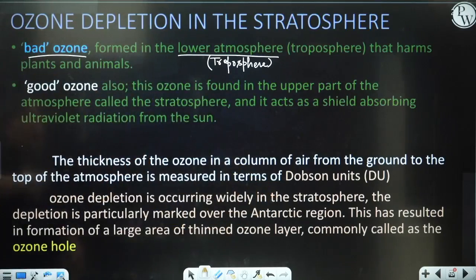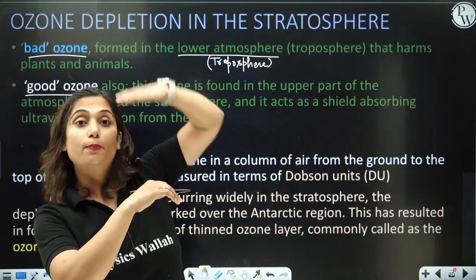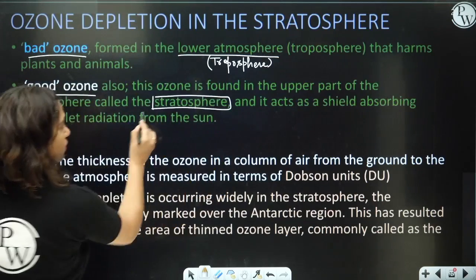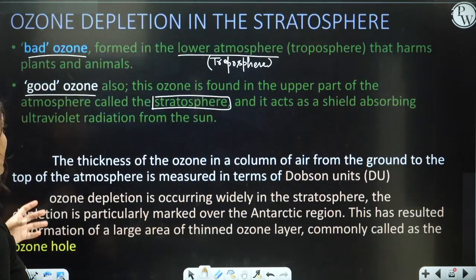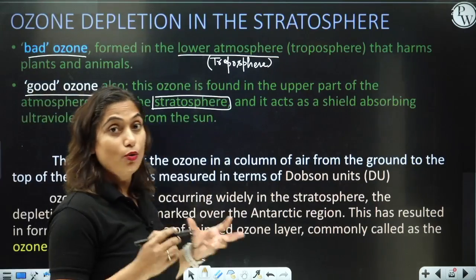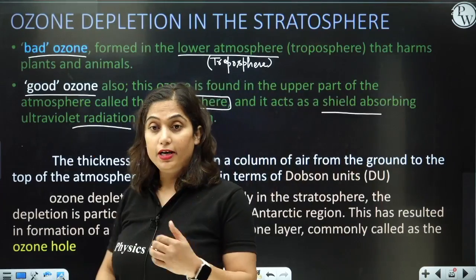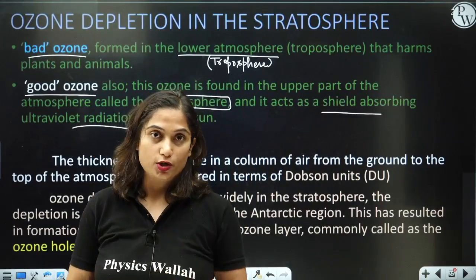The good ozone is the ozone which is formed in the upper part of the atmosphere, that is stratosphere. The upper part of the atmosphere is stratosphere. And what is the function of this good ozone? It protects us from the ultraviolet radiations that come from the solar radiation.